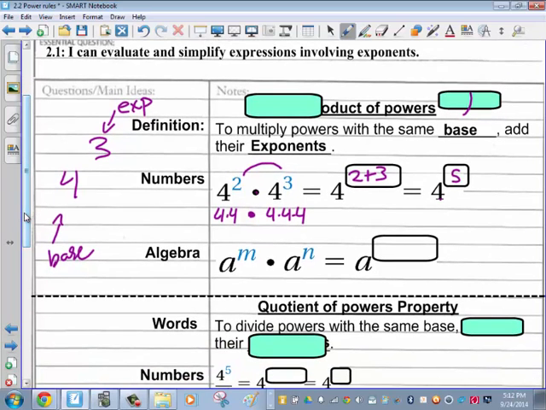So, algebraically, if you think about this, if our a's are the same and you have m and n, our general formula would be adding these two together. So if you have a to the m times a to the n, that is a to the m plus n. And that is the product of powers rule.